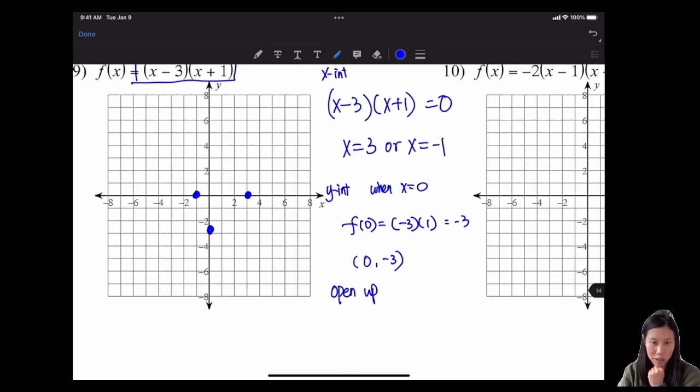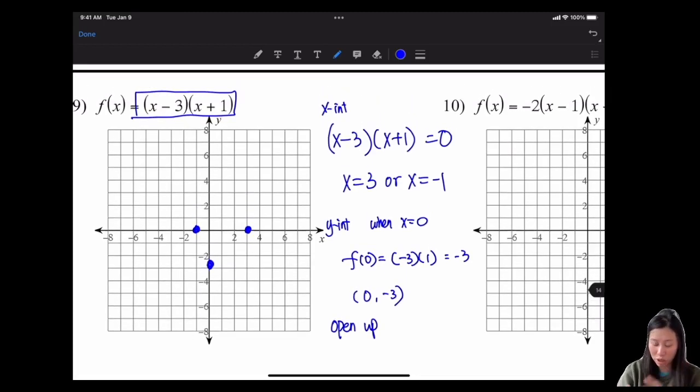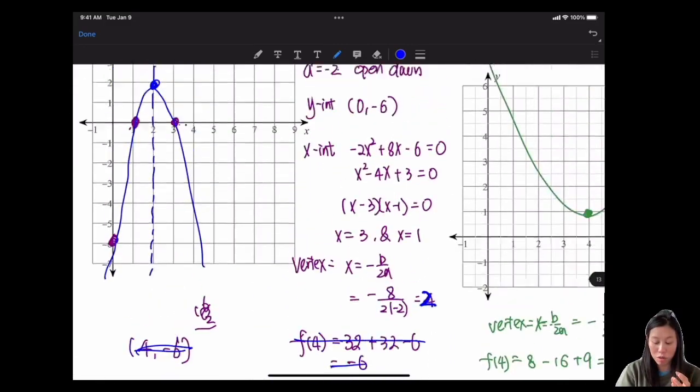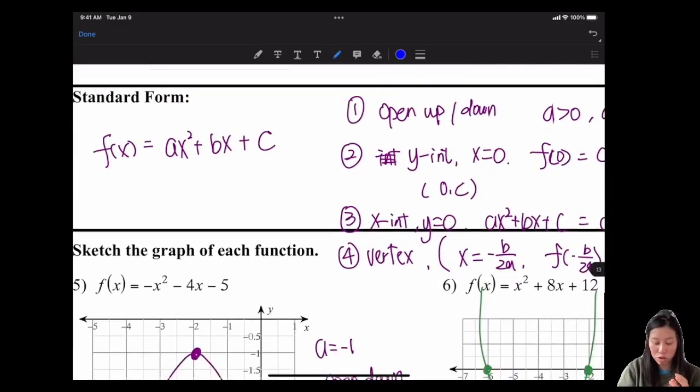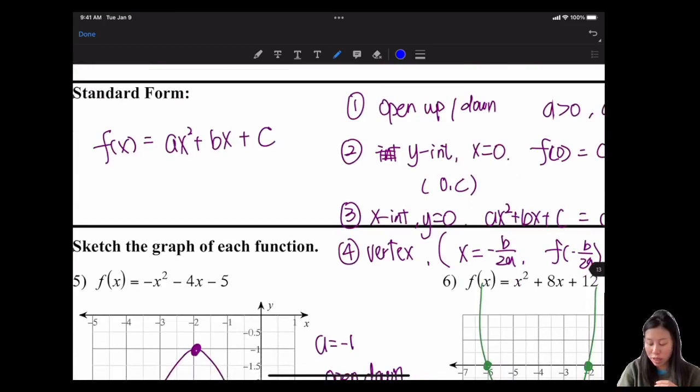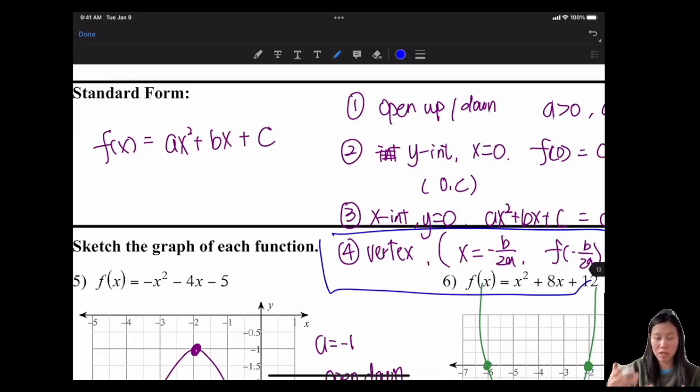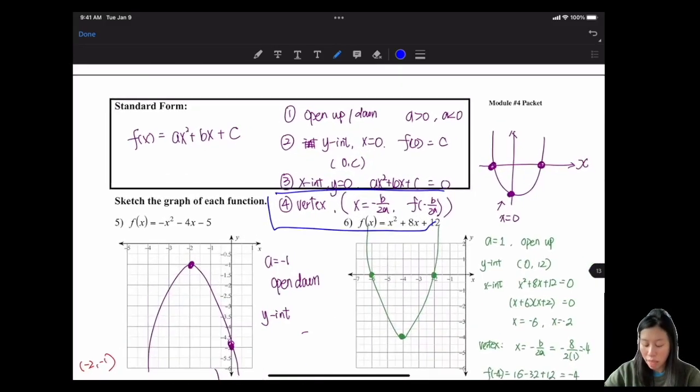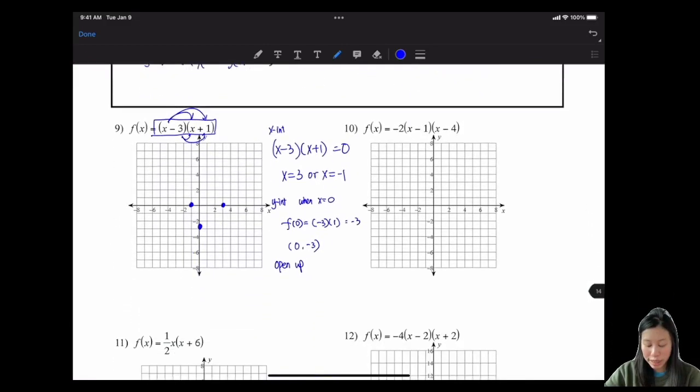And now we still need to find the vertex. There are two ways you can find the vertex. Either you can FOIL it first. When you FOIL the function, you will get the standard form of a quadratic function, which is in here. And then you just find the vertex like what we did earlier. Use the formula x equals -b over 2a, and then substitute into the function. But there's an easier way to do it.